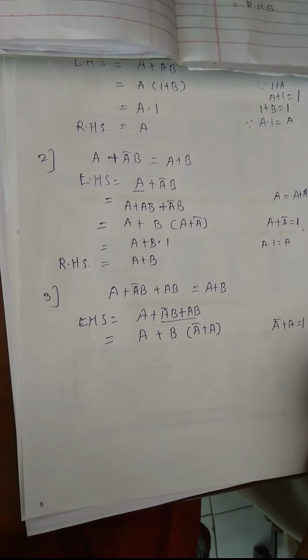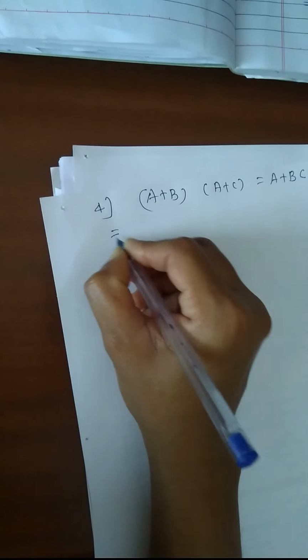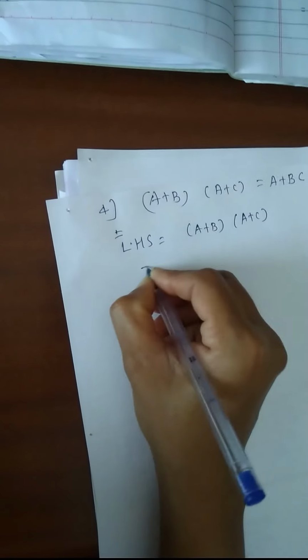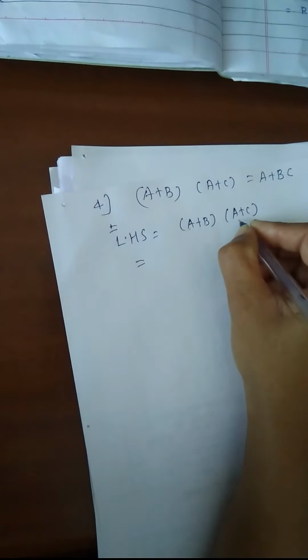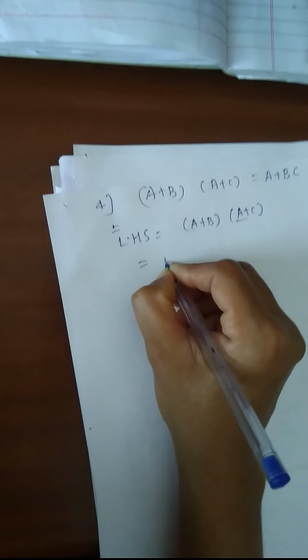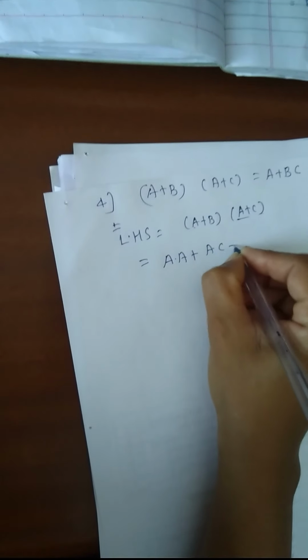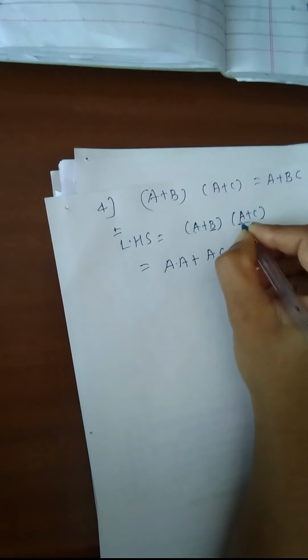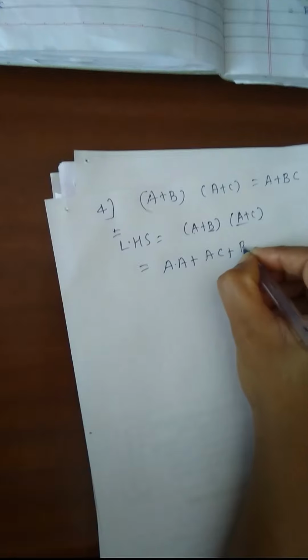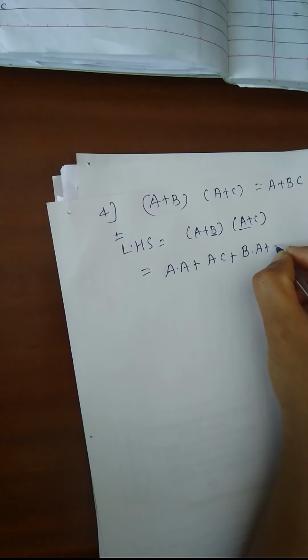Next problem: A plus B, A plus C is equal to A plus BC. LHS: A plus B into A plus C. A is multiplied with the second bracket completely, so this term is A into A plus A into C. Again B is multiplied with the second bracket, so this term is B into A plus B into C.